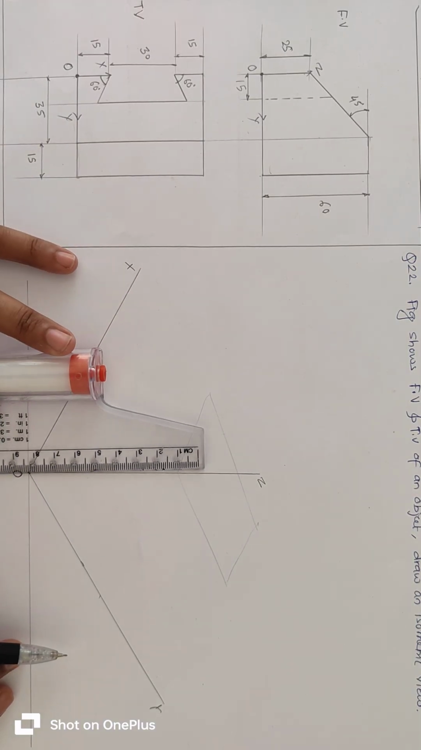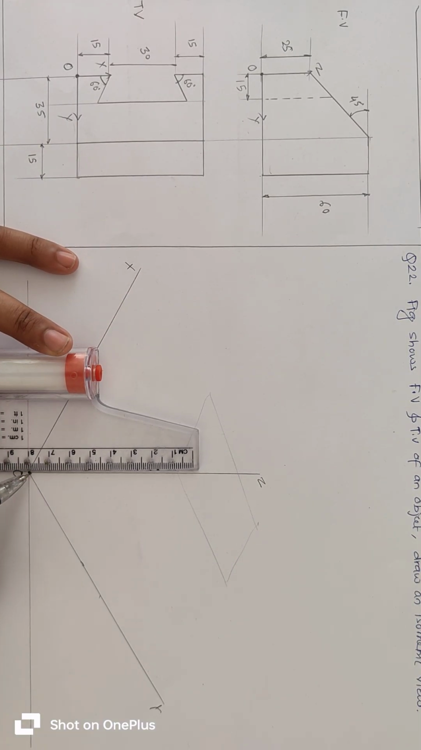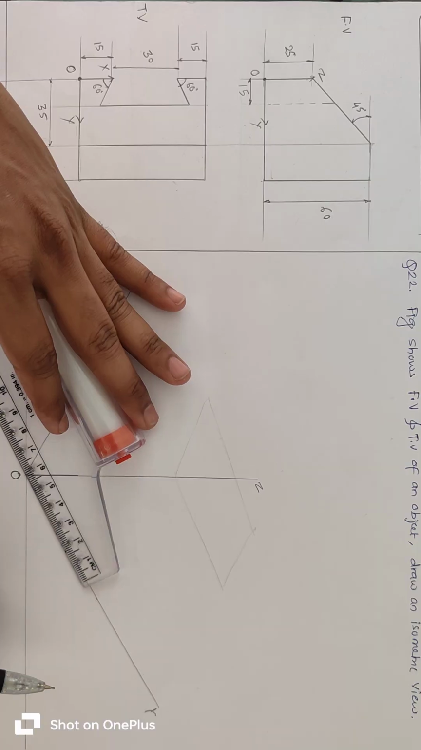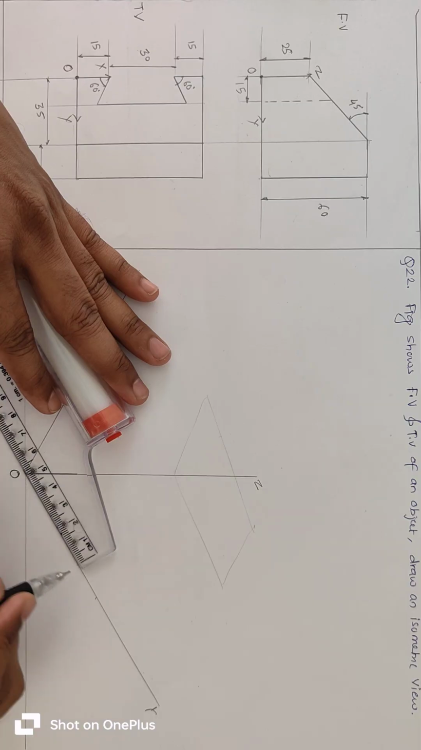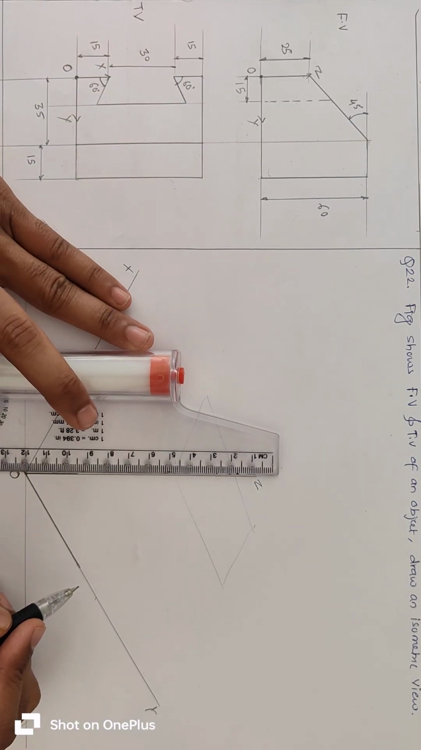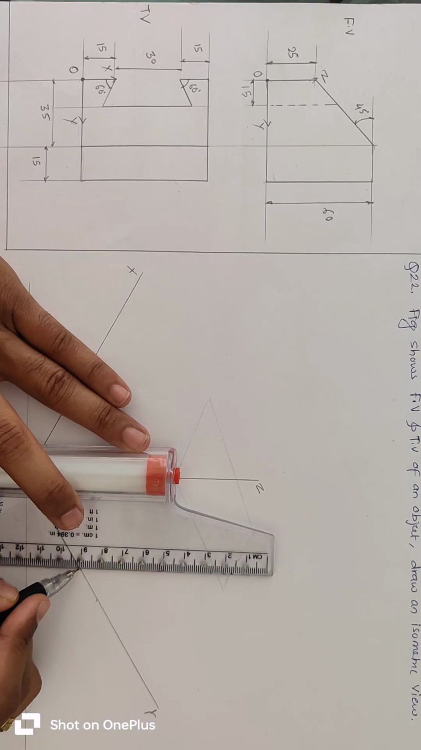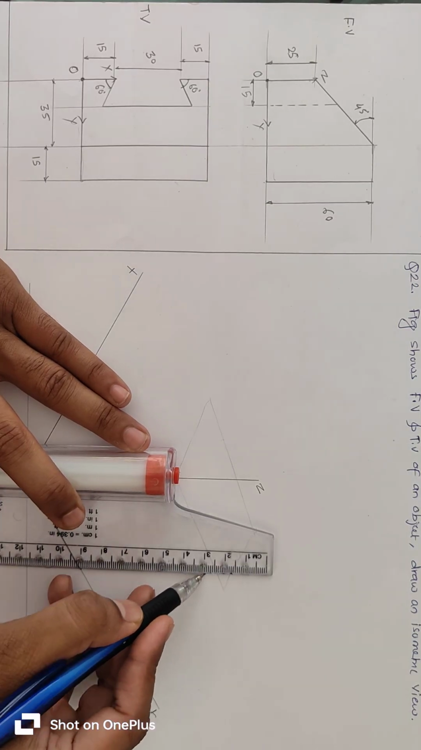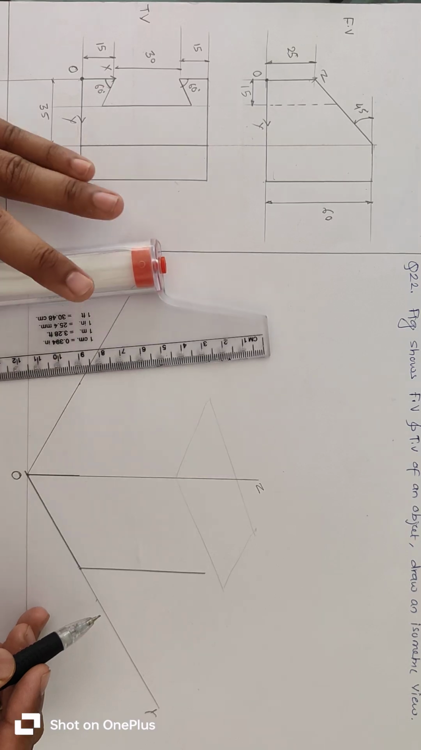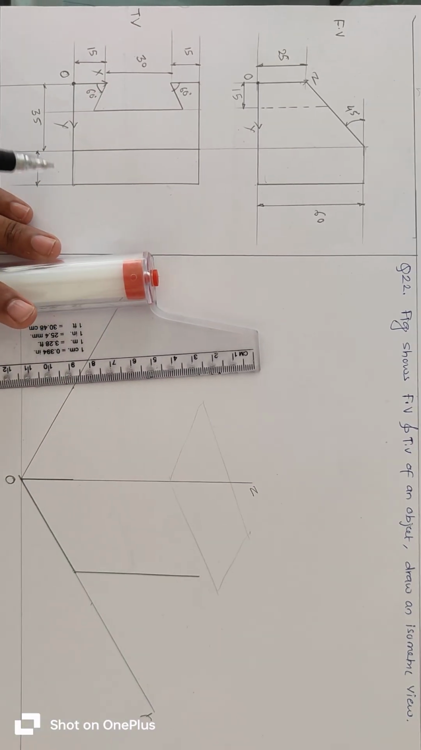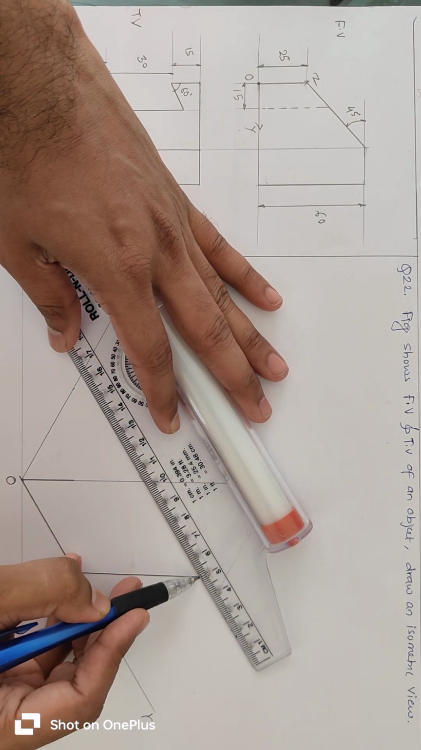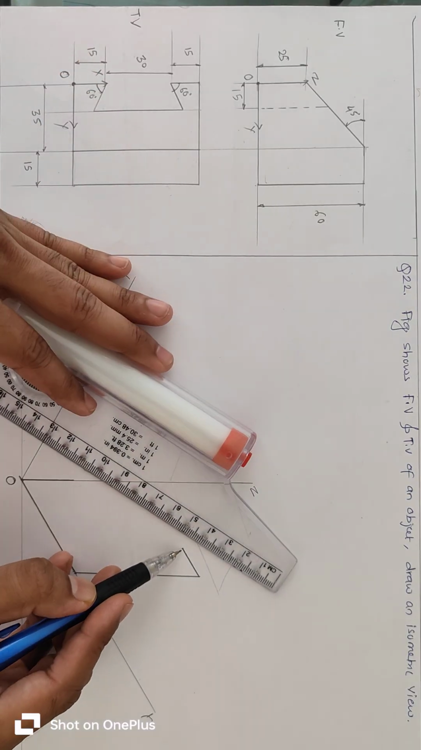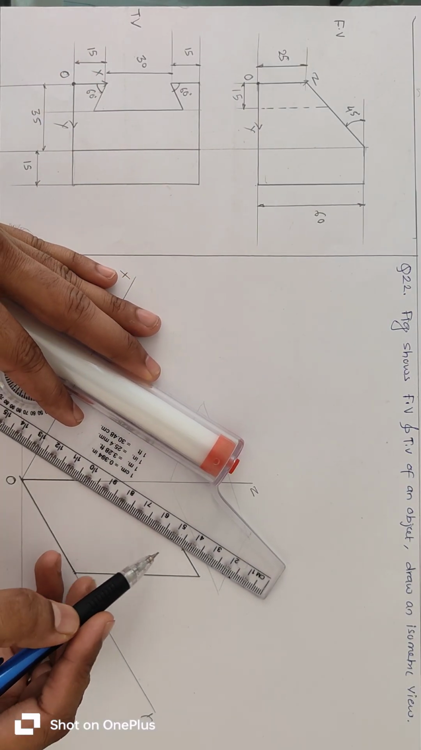So from O point, this distance is 25, then 5 centimeter here, then 60 parallel to Z, then this point, this distance is 15 parallel to Y, 15, and this point is connected. So this is an inclined line.